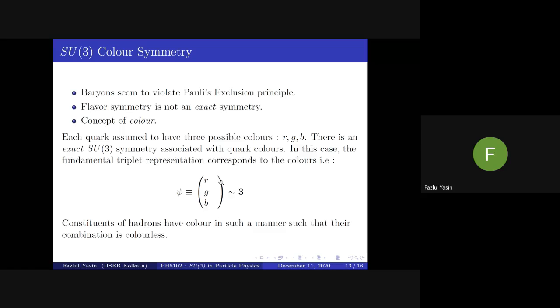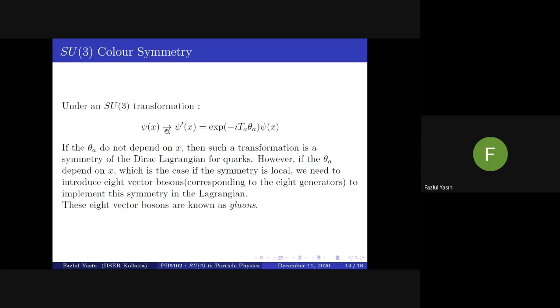Now, for this state RGB, it's found that under an SU3 transformation we can say that it transforms in this manner. Psi of x goes to psi prime of x equals exponential minus i t^a theta^a psi of x. This is the general way of writing any SU3 transformation, as I mentioned at the beginning. Now, here, if the theta^a, which are the parameters, do not depend on space-time, then such a transformation is found to be a global symmetry of the Dirac Lagrangian for quarks.